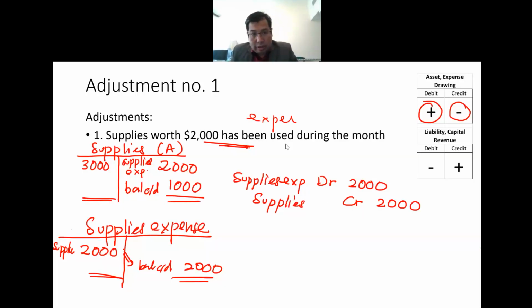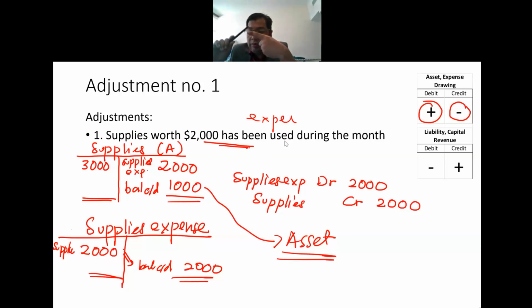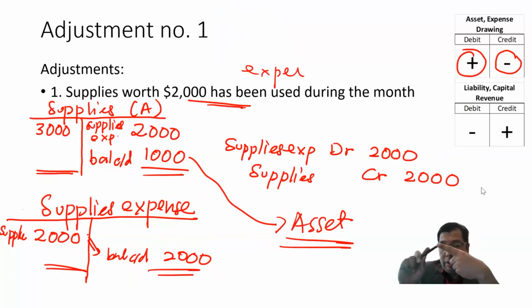So this is the solution for adjustment. From the first adjustment, we are going to have two effects. Number one, our supplies balance reduced from 3000 to 1000. That will go to our balance sheet under asset category. The second one is our supply expense. That will go under our income statement.